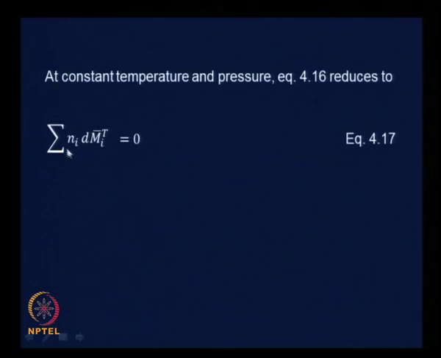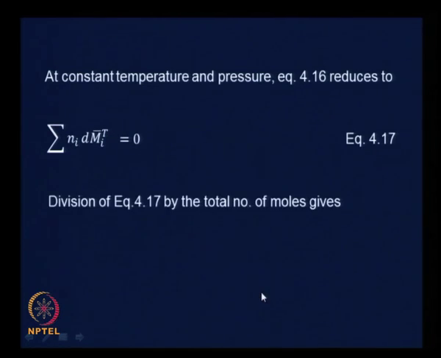And we got this particular expression, which is a useful expression to have: sum over n_i dM_i hat equals 0. And if you divide this expression, equation 4.17, by the total number of moles, we got sum over x_i dM_i hat equals 0. This is a very useful expression to have. This is equation 4.18.